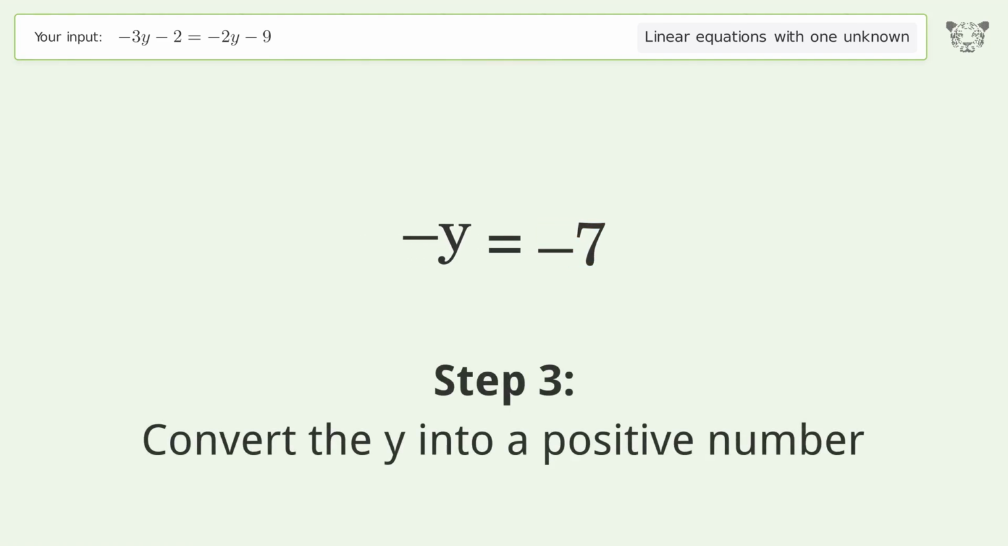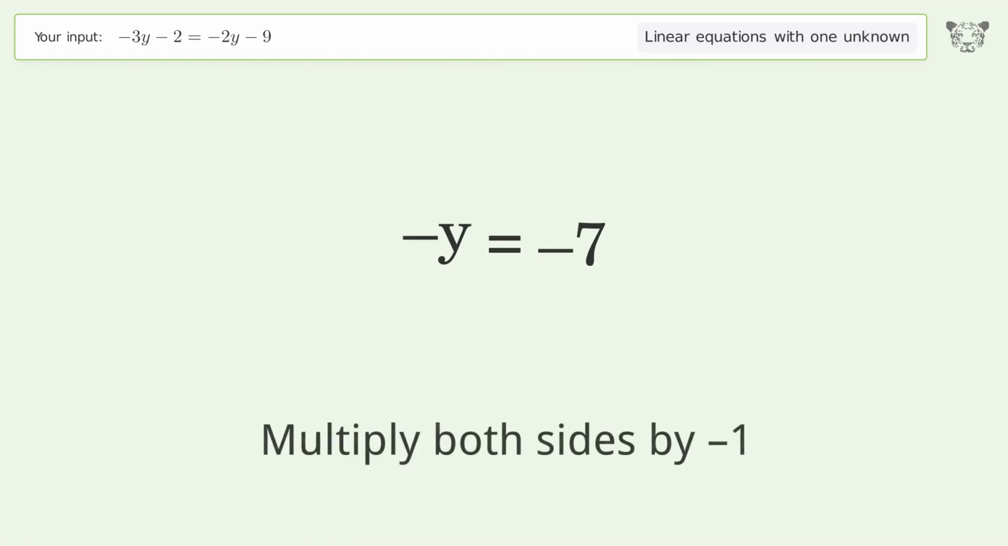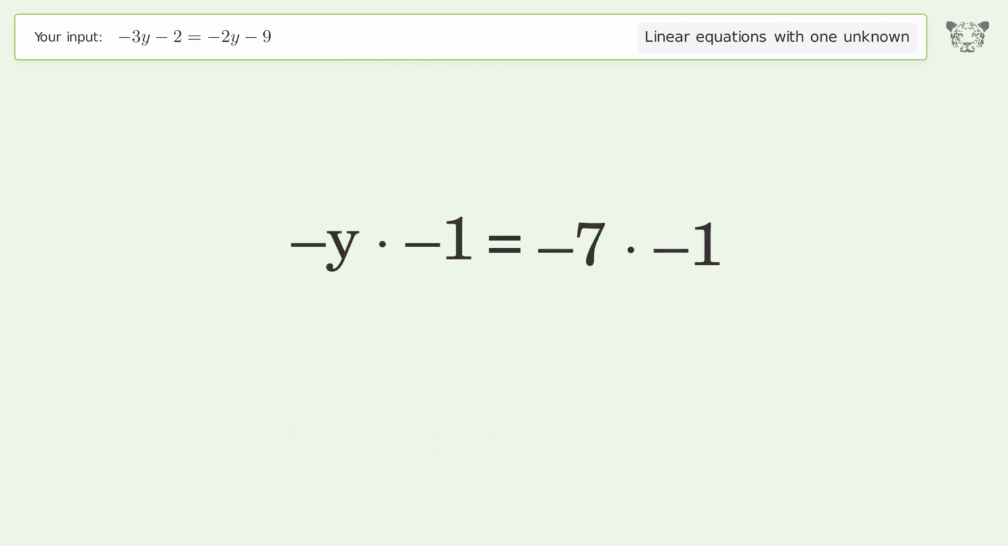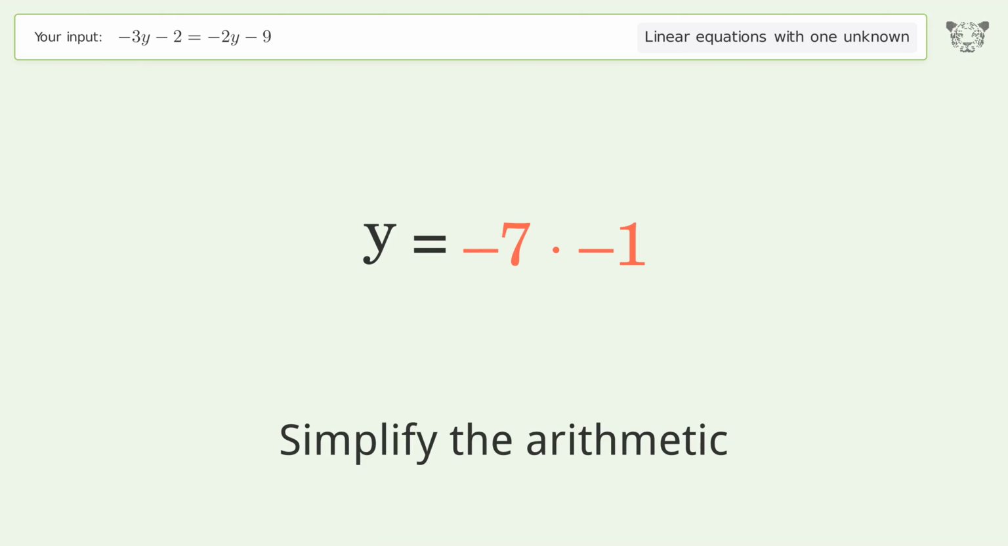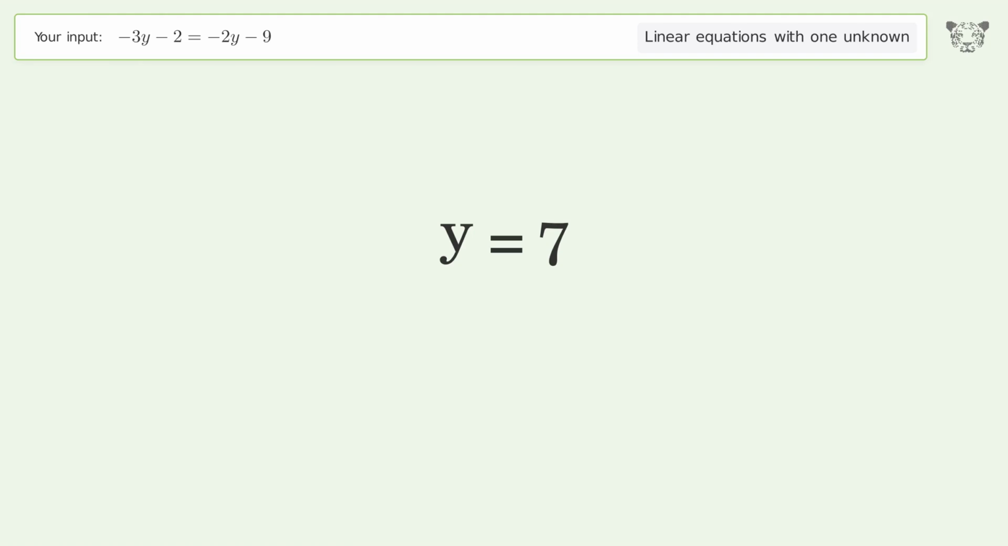Convert the y into a positive number. Multiply both sides by negative 1. Remove the 1s. Simplify the arithmetic. And so the final result is y equals 7.